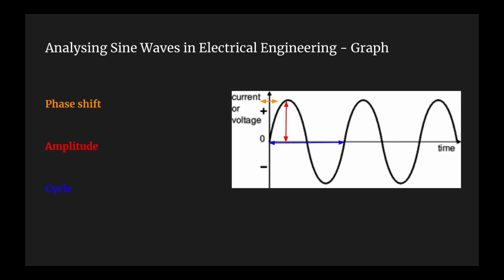Reading off the graph now, the phase angle describes the shift in the wave along the horizontal axis relative to a reference point. The amplitude represents the peak value of the wave. The frequency is the number of cycles per second, where a cycle is denoted as 2 pi.